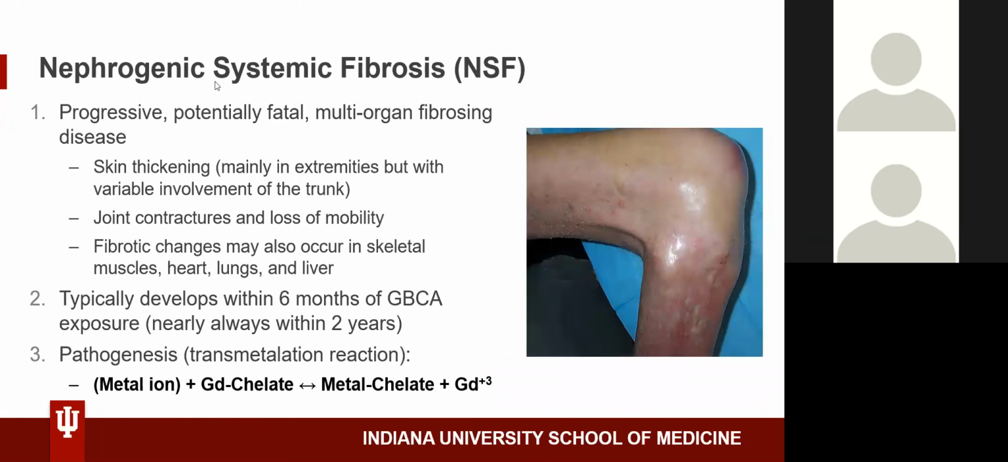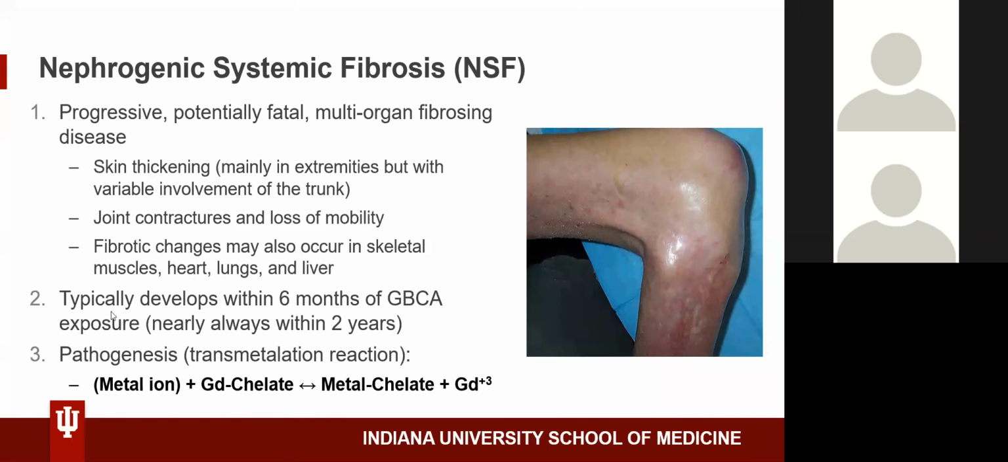All right, the big one. I said we would get here. This one is a very serious complication of the administration of GBCAs, nephrogenic systemic fibrosis, or NSF, which is a progressive, potentially fatal, multi-organ fibrosing disease. It manifests, like you can see in this photo here, with skin thickening. It looks kind of like scleroderma, with joint contractures, a loss of mobility, and fibrotic changes that may also occur in skeletal muscles, the heart, lungs, and the liver.